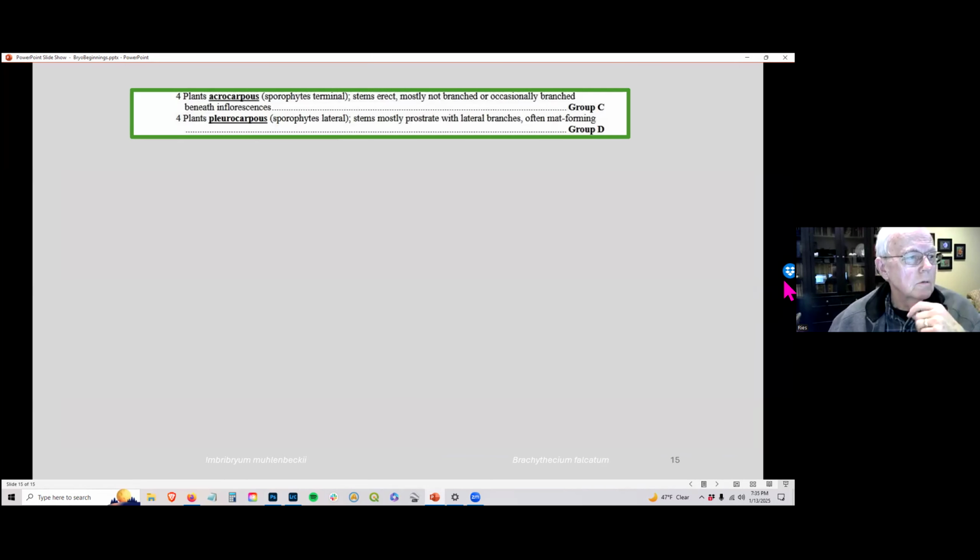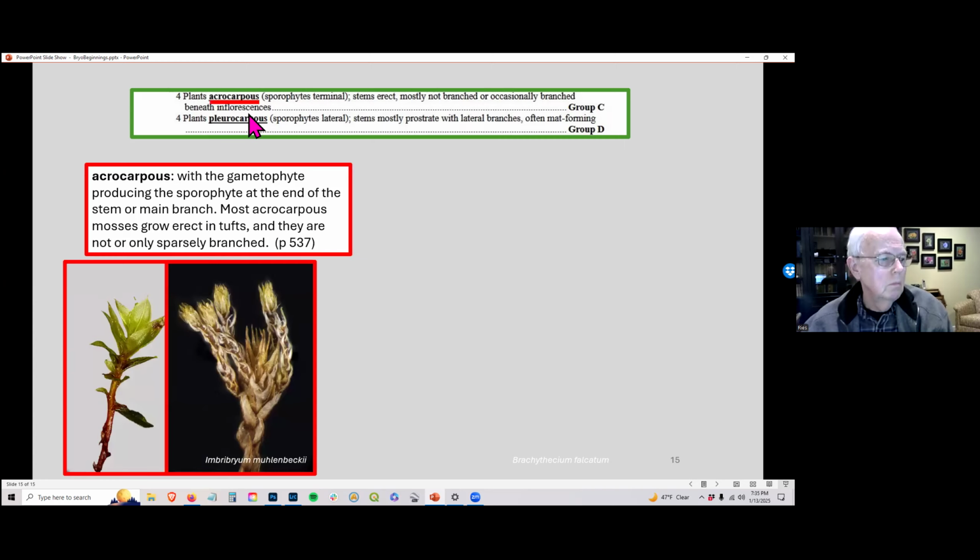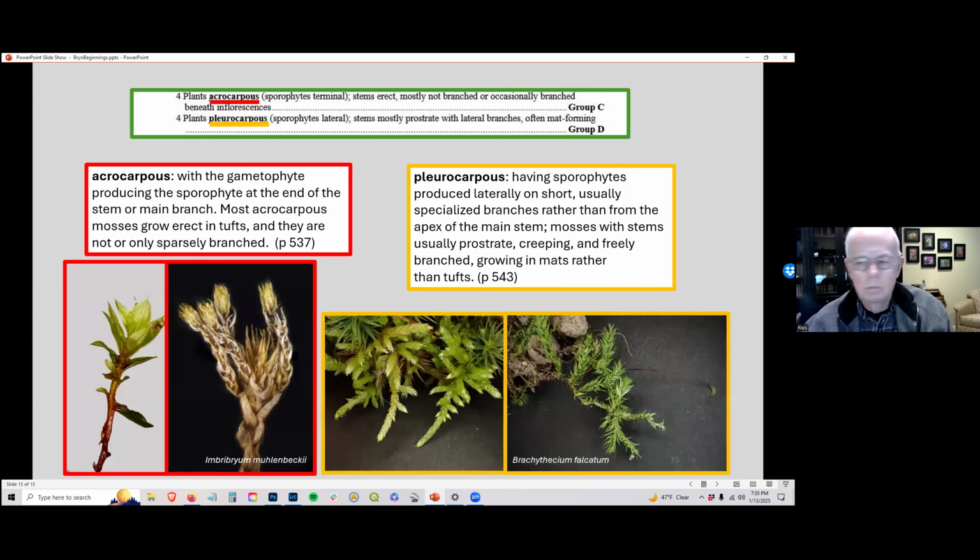And everything else gets you down to the fourth, the couplet with the 4s in it. Again, you've actually seen this, so we won't spend a lot of time on it. But again, to get into group C or group D, you just need to know is it an acrocarp or is it a pleurocarp? Like that. And I just throw the illustrations in there again so they will remind you what you saw on the slide before.